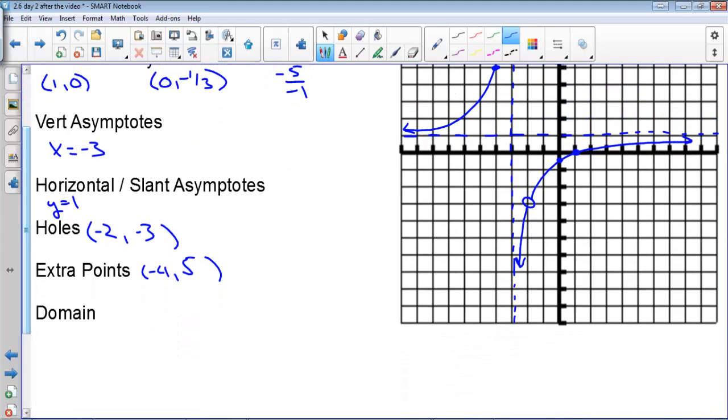Now, as far as the domain, we have to skip over vertical asymptotes, which is at -3, and we have to skip over holes. The graph does not exist there. -3 and -2 make the denominator 0, whether it's a hole or a vertical asymptote.